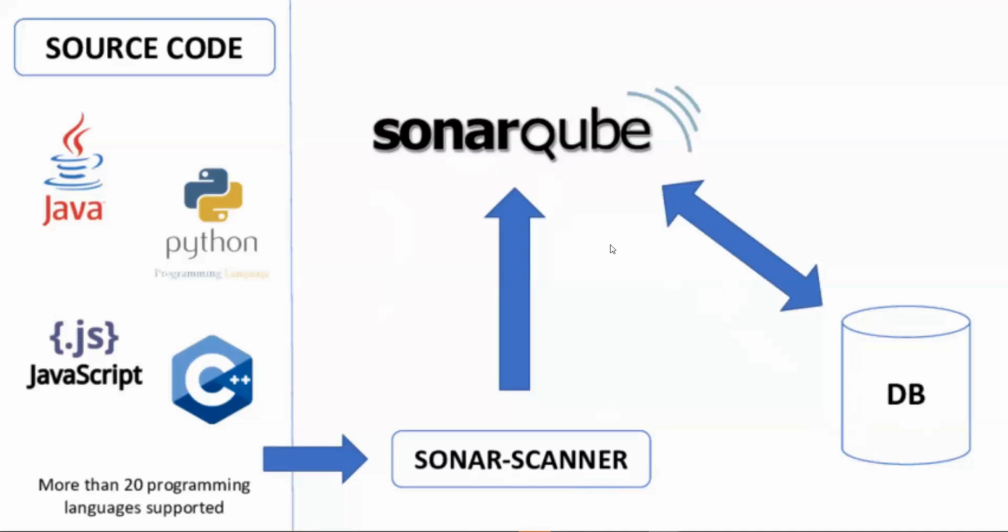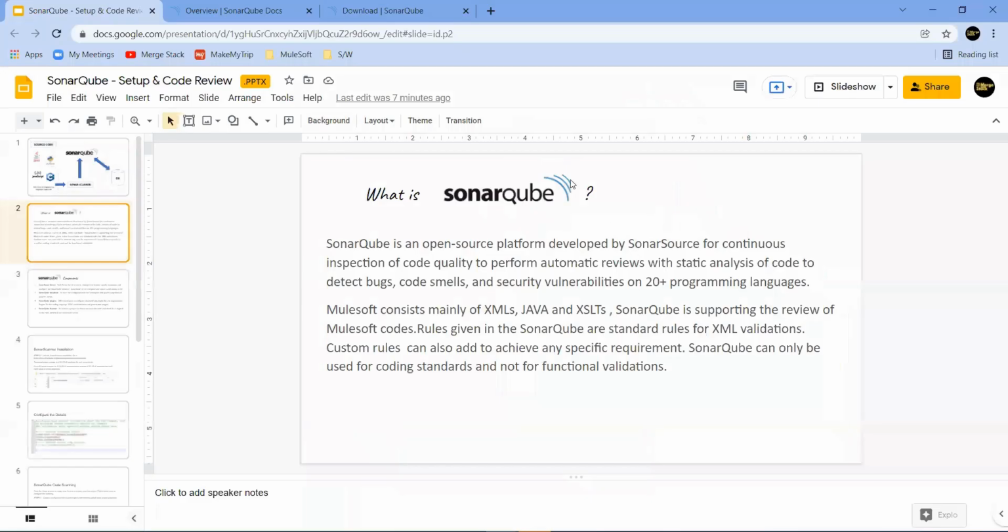The main components of SonarQube are the Sonar server, Sonar scanner, SonarQube plugins, and database. We are going to install the SonarQube server locally, and then we'll run the Sonar scanner locally. So let's jump onto the demo part. Let me show you.